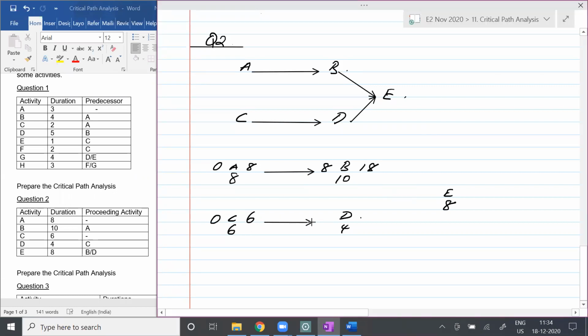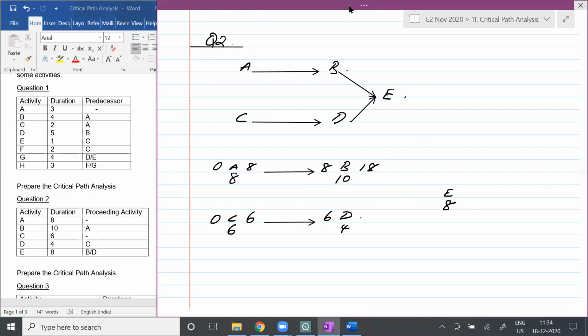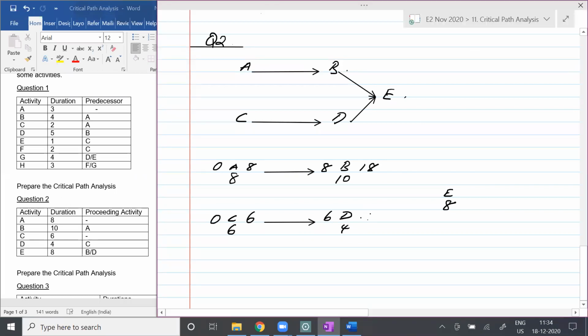Yes. So for D, in order to start it early, it should be 6 days, right? Within 6 days, you can start. So 6 plus 4 is how much, students? 10. Any questions there? Now, what's going to happen here, students? Intersection, right? The intersection is going to take place. So for the earliest start, it's better to take the longer time, right? So can I say 18? Yes or no? Yes. So 18 plus 8 is how much, students?